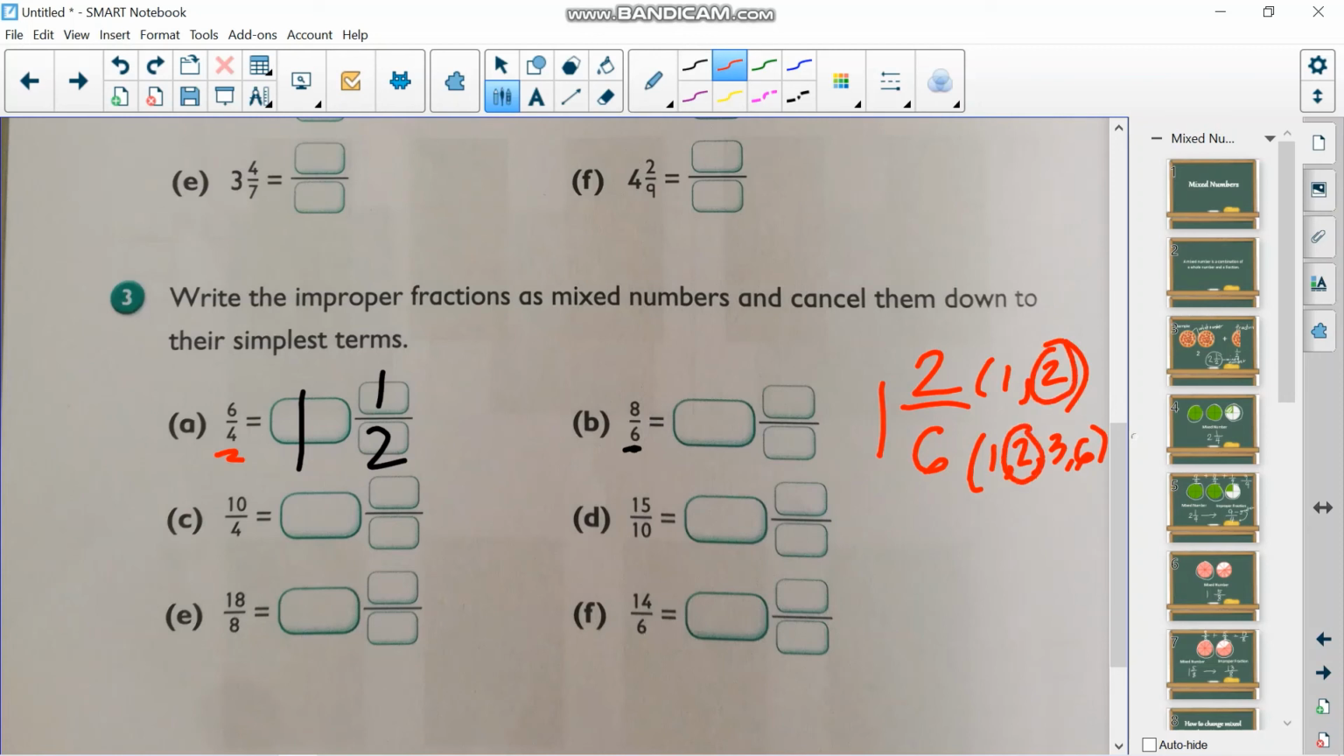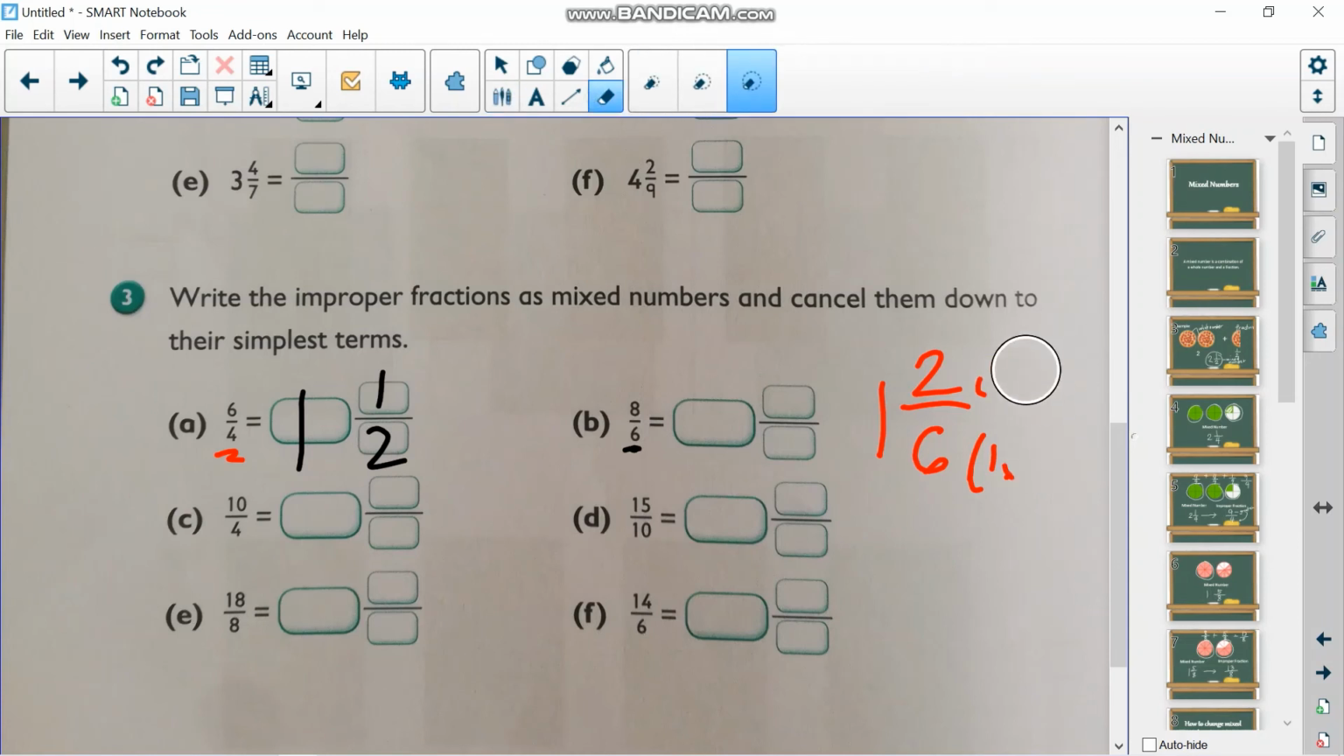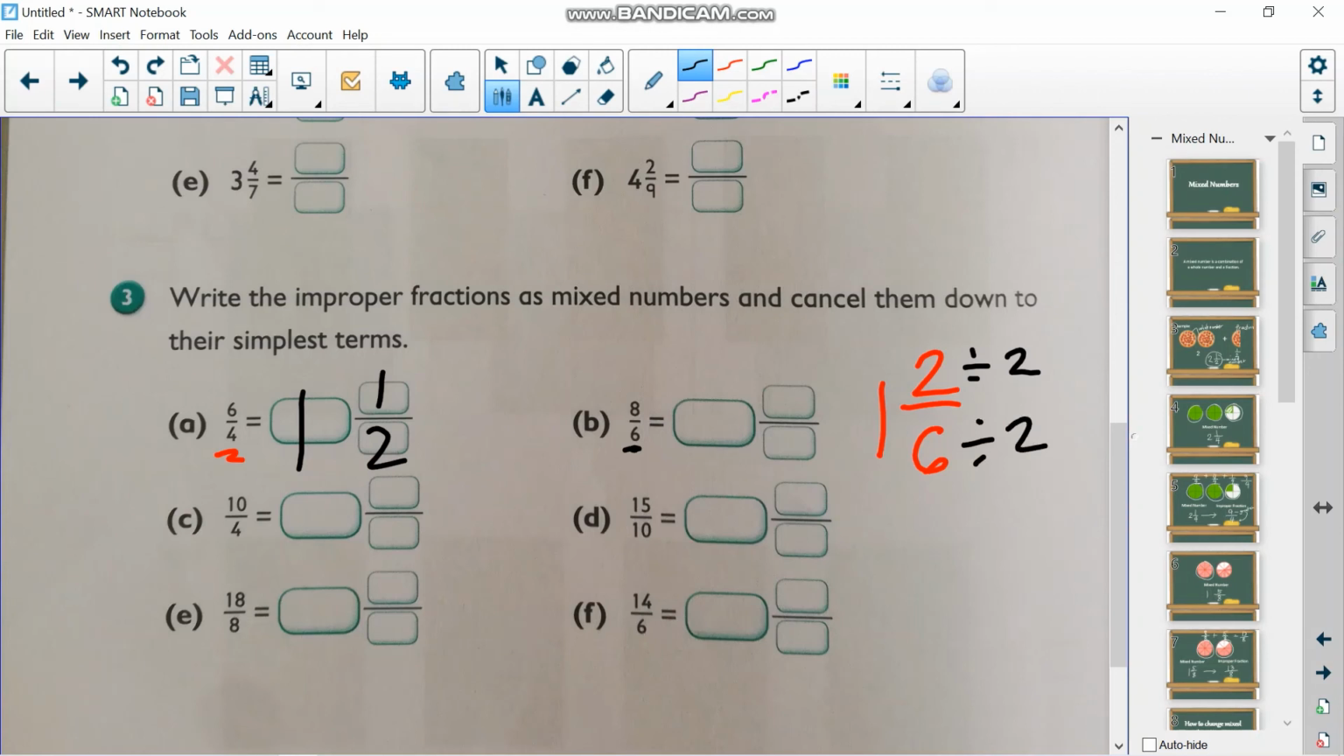So we're going to divide 2 and 6 by 2. Let's do that. So let's divide 2 and 6 by 2. 2 divided by 2 and 6 divided by 2. 2 divided by 2 is equal to 1. 6 divided by 2 is equal to 3. And then just copy the whole number. So our answer here is 1 and 1/3.